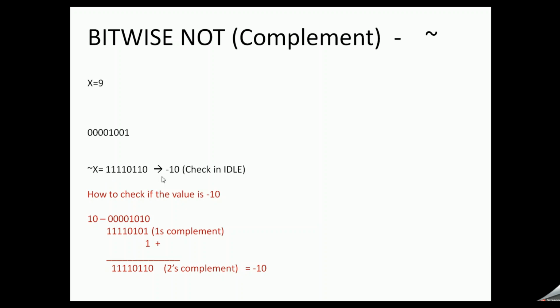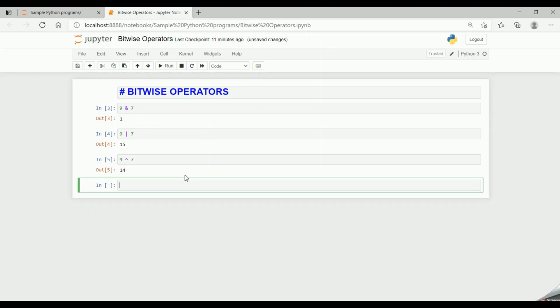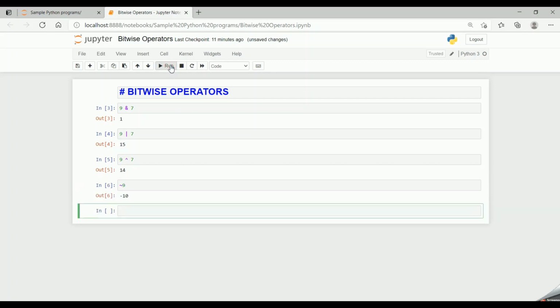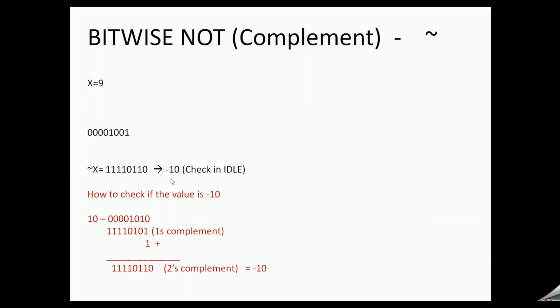So when we check in IDLE, complement of 9, we will get the value equal to minus 10. If I run this, I get the value minus 10. So how do we know this particular value is minus 10? It is nothing but 2's complement of 10.